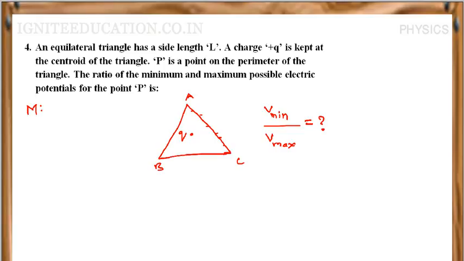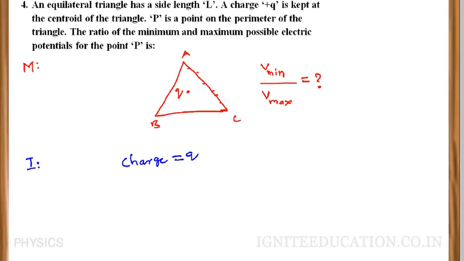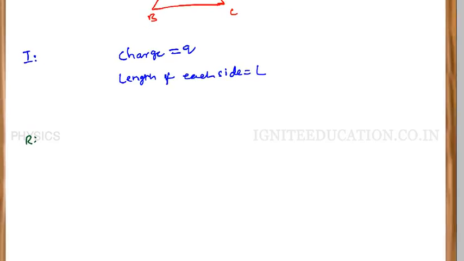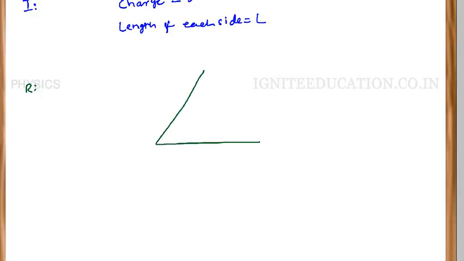Now I am going to investigate the given problem. That is, what are the quantities that have been given. The charge is given. The charge is equal to Q, and the length of each side is given, that is L. Because it is an equilateral triangle, every side is the same. Now I am going to resolve it. While resolving, I want to explain some concepts about the equilateral triangle. So for that I am redrawing the equilateral triangle.